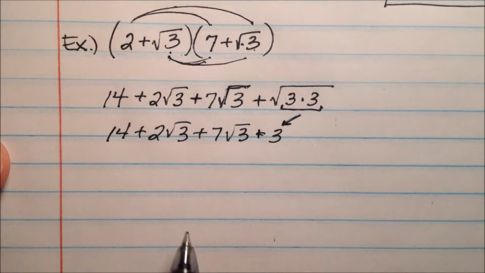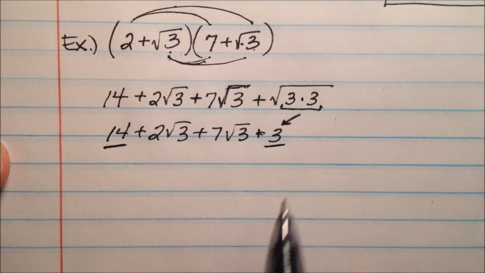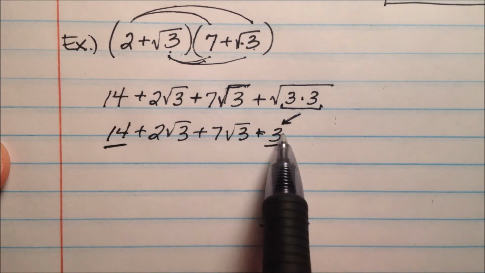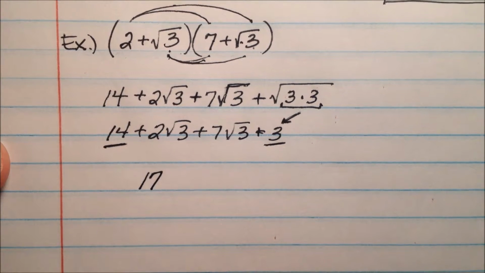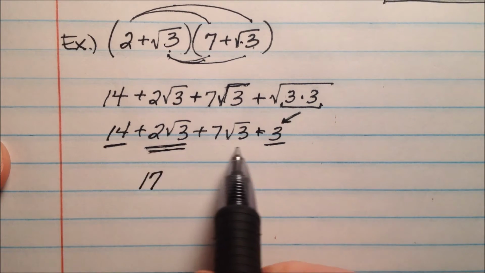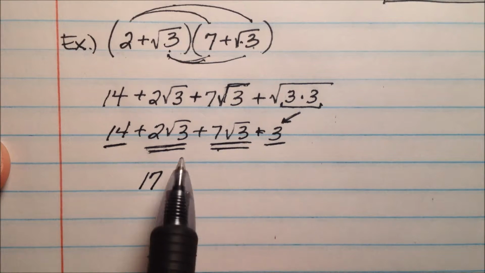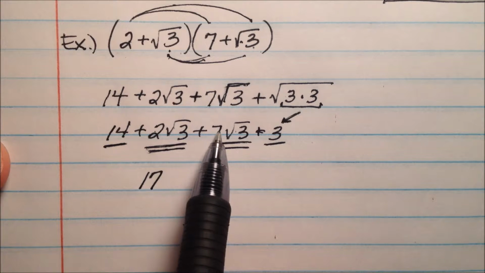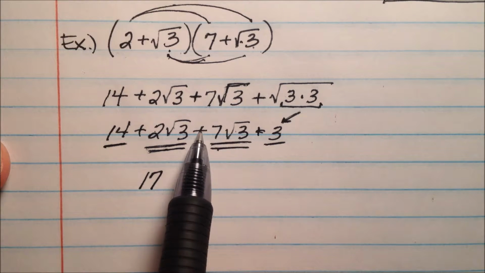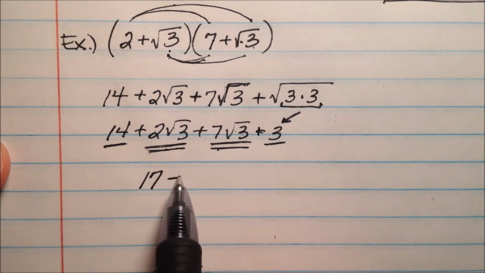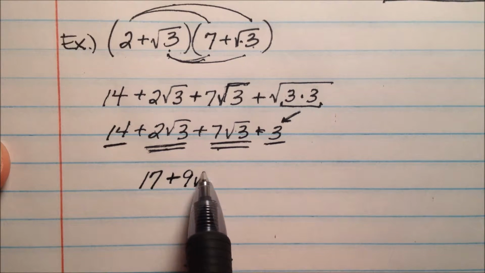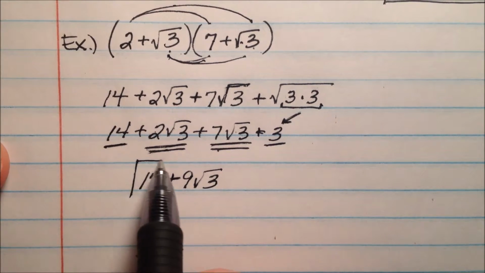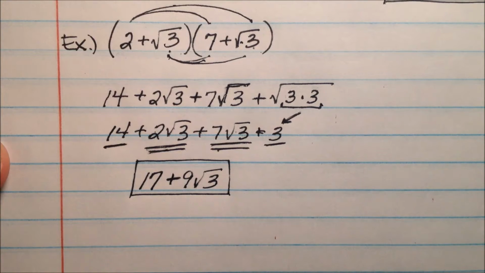So now we see, do we have some like terms? Well, here's an integer and here's an integer. So 14 plus 3 will make 17. And it looks like here's other like terms because both of these are square roots of 3. 2 square roots of 3 and 7 square roots of 3. Since we're adding these, it'll be 2 plus 7 will be 9, and then square roots of 3. And that is as simplified as that will become.